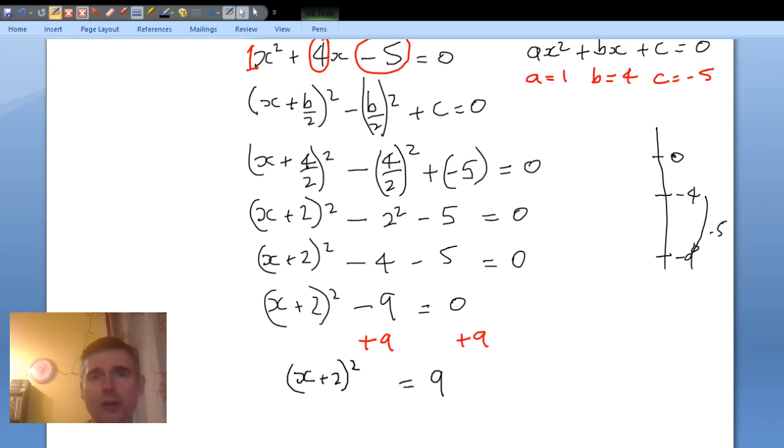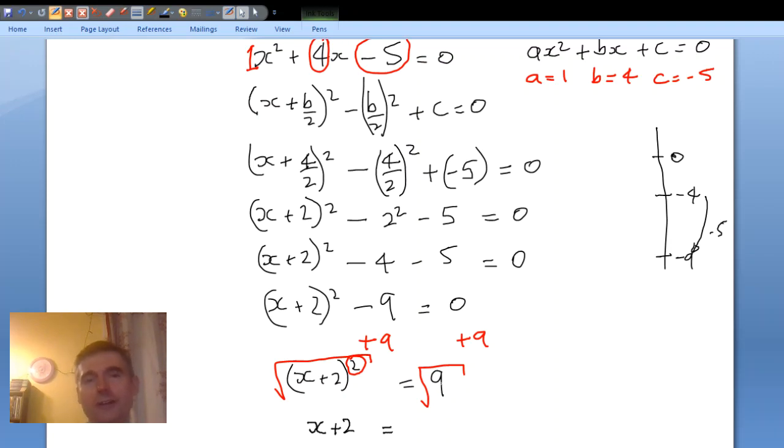The next thing we need to try and do is get rid of this squared sign here. And the way we do that is we do the opposite to squaring, which is square rooting. So we're going to square root both sides. If I square root x plus 2 all squared, I just get x plus 2, because squaring and square rooting cancel each other out.